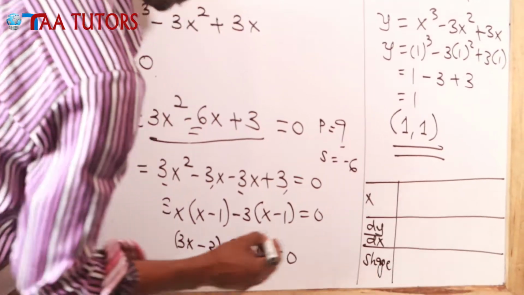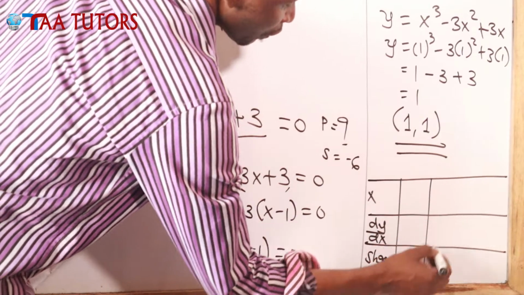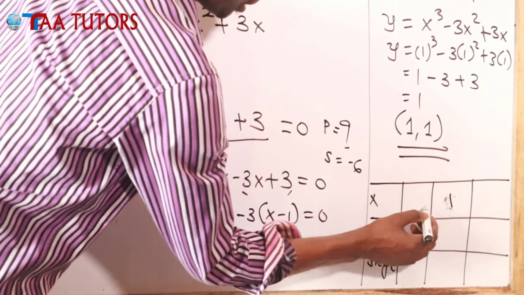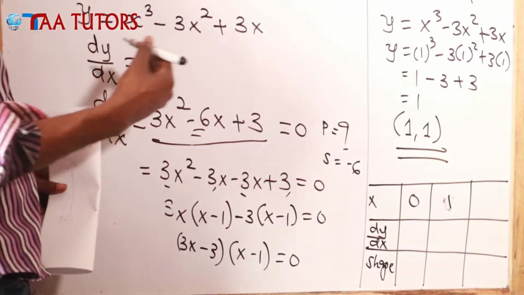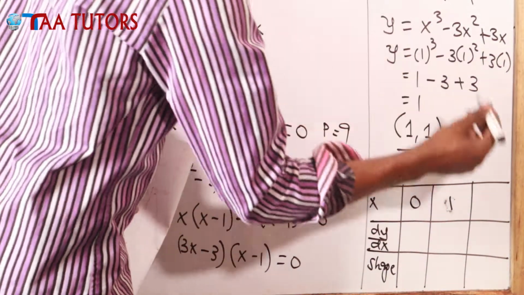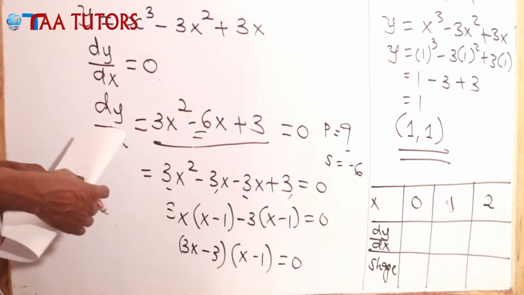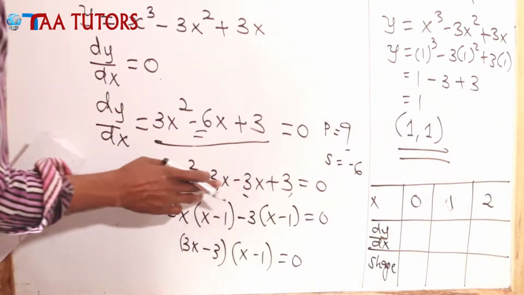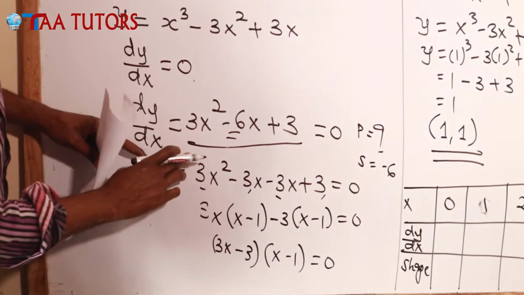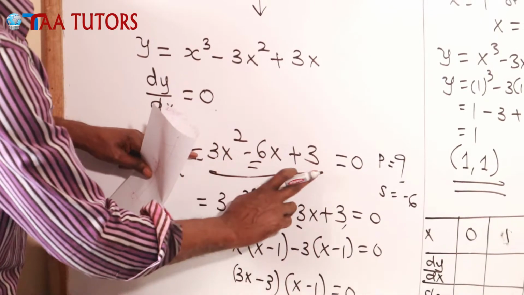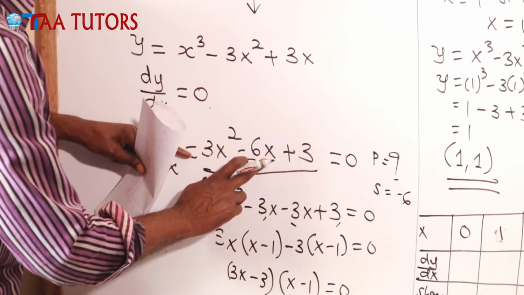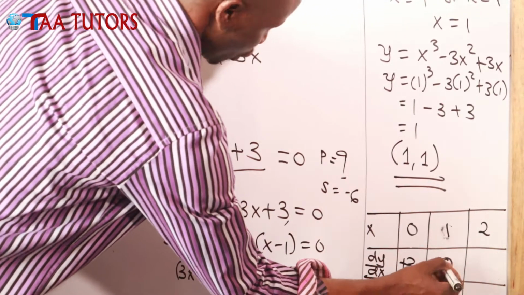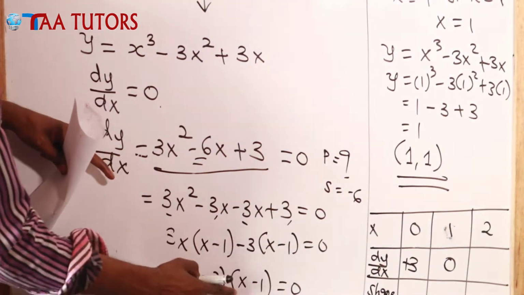In this case, if I give 3 columns, the value of x I start with is 1 here. Below 1, I'll take a number just below 1, which will be 0, and then just above 1 will be 2. If I substitute 0 in the gradient, this is 0 minus 0 plus 3, I will get positive 3. But if I substitute 1, I know it should be 0 because our 1 here gave us 0.